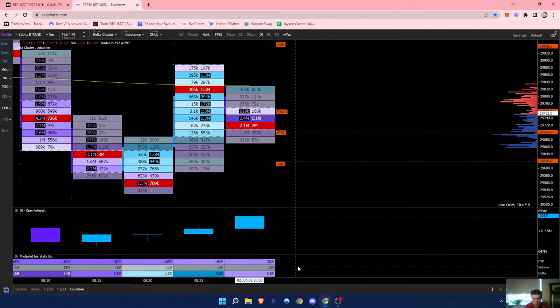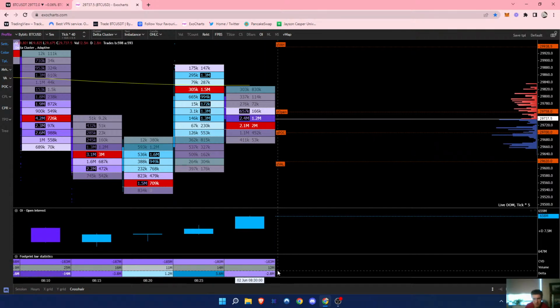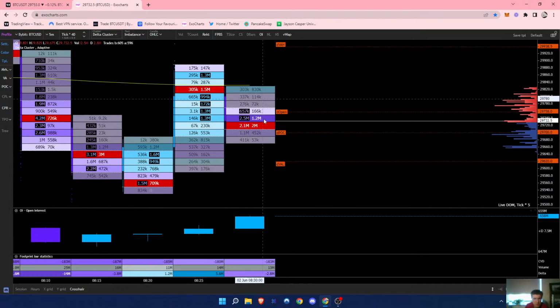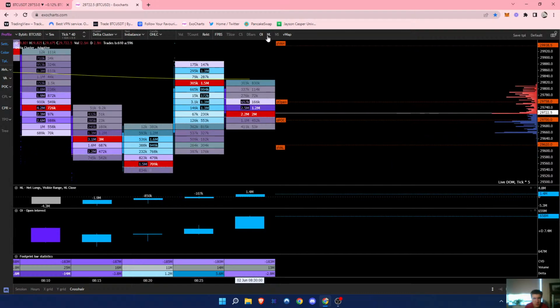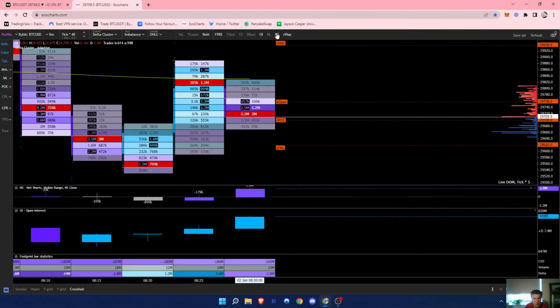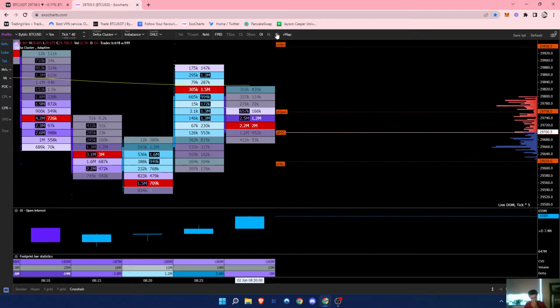Here we go. A lot of volume coming in. Negative delta. The strength of the move, I'd say, is pretty strong to the downside. Open interest increasing. A lot of shorts coming in.